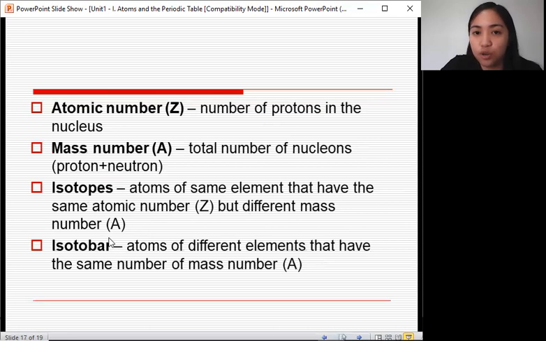So, that is isotope. While isobar, so this is isobar. Isobar is atoms of different elements that have the same mass number. So, ang isobar is lahi-lahi na nga element. Different element, pero same sila og mass number. Therefore, kung pareha silang mass number, pareha silang number of nucleons.